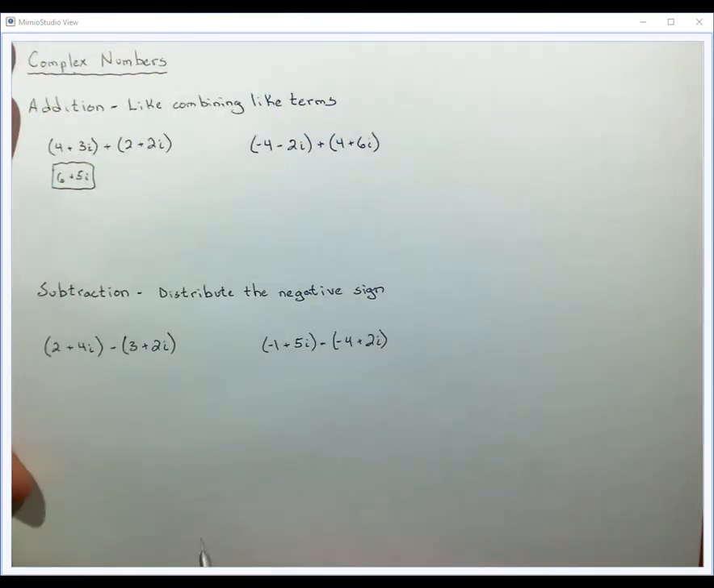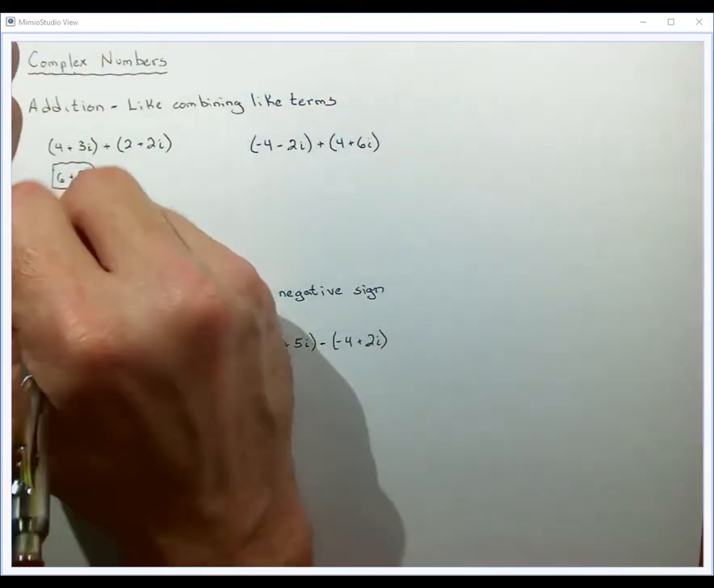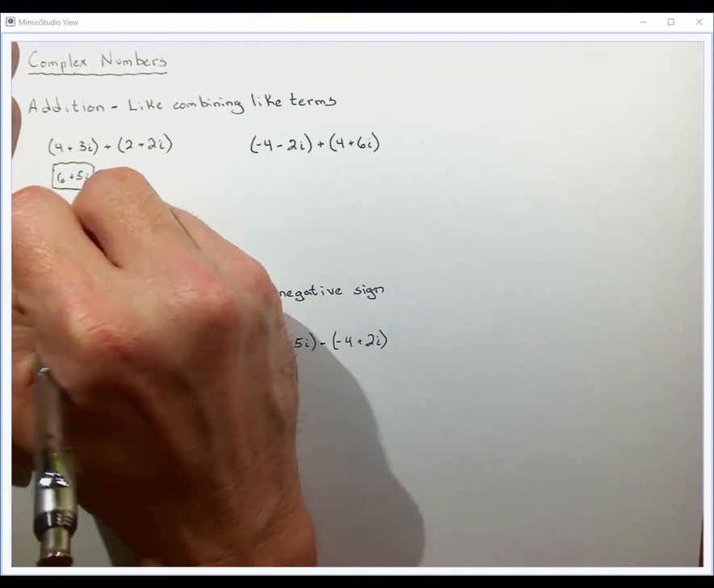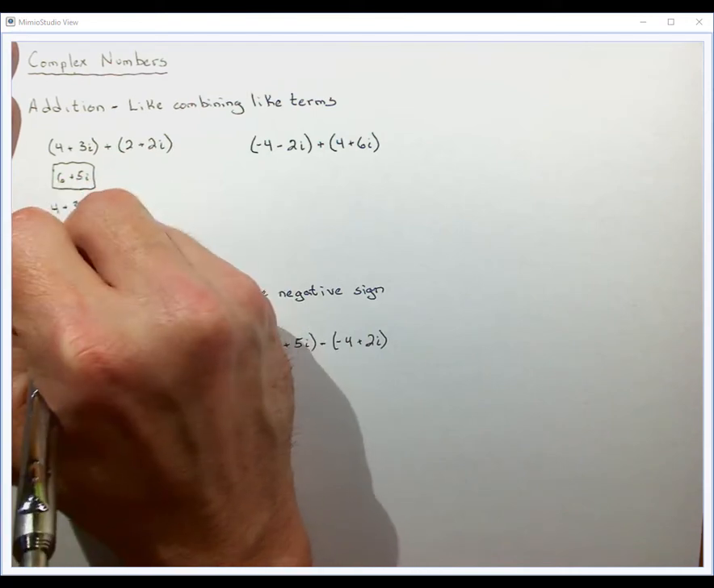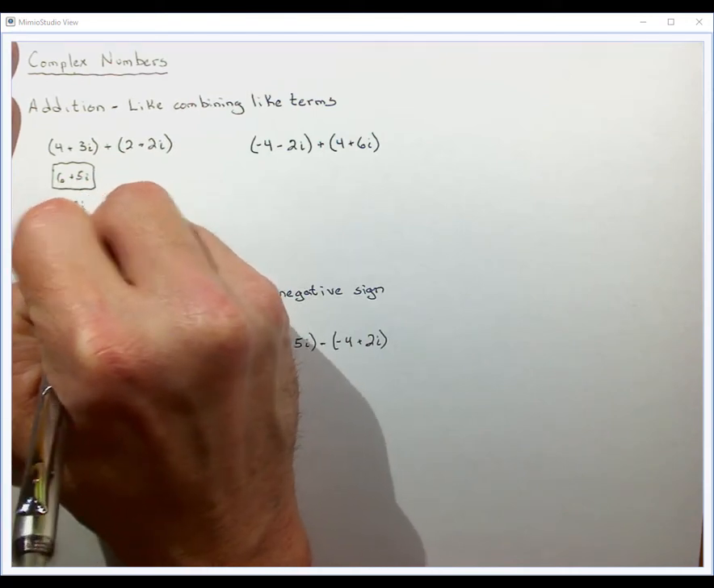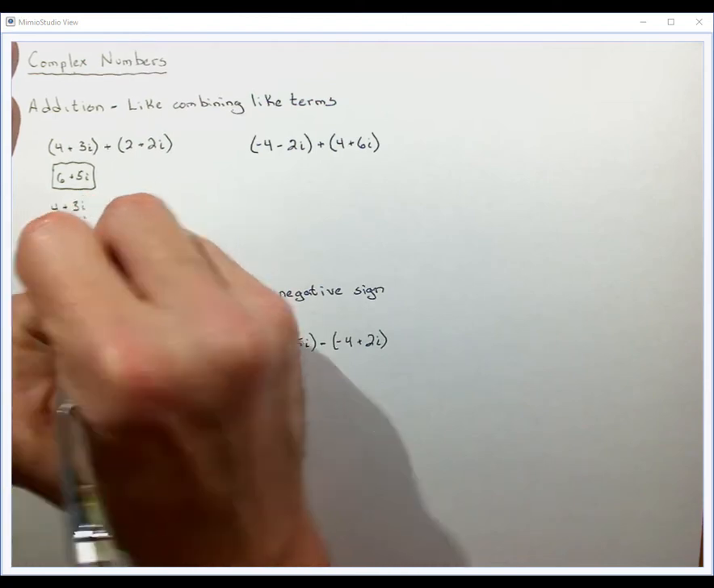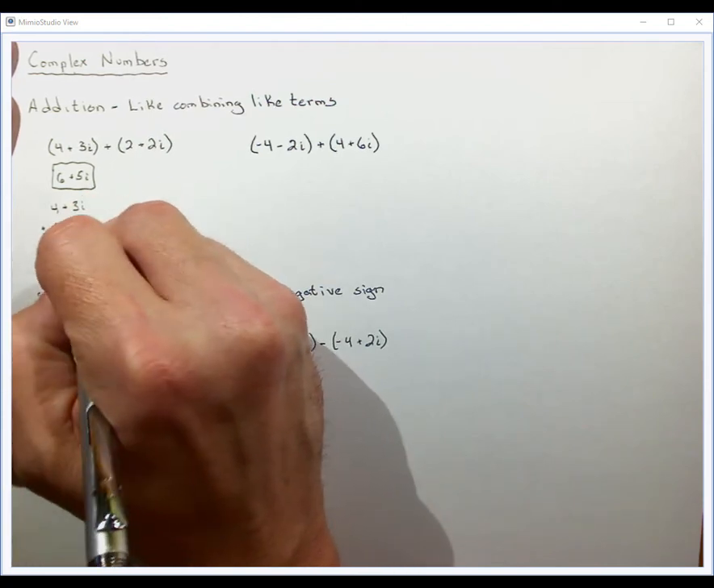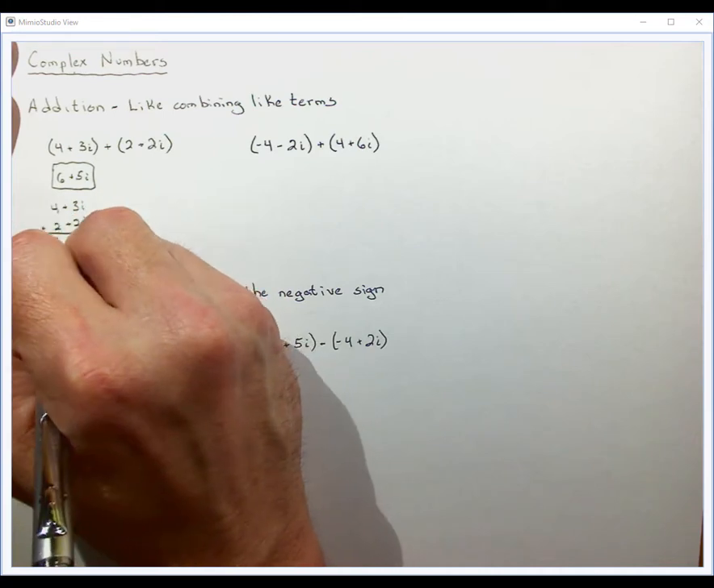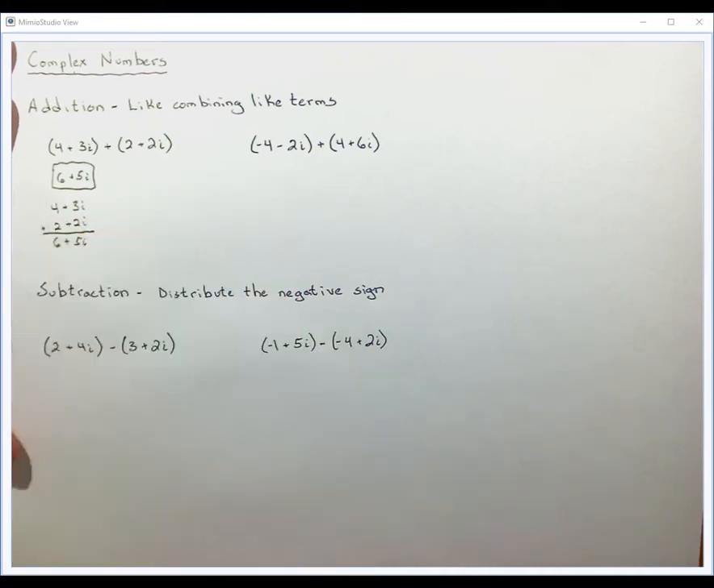If you don't see that, or let's say you're more cautious, then you can write this as a more traditional arithmetic problem. 3i plus 2i is 5i, and 4 plus 2 is 6. 5i is positive, so that is 6 plus 5i.